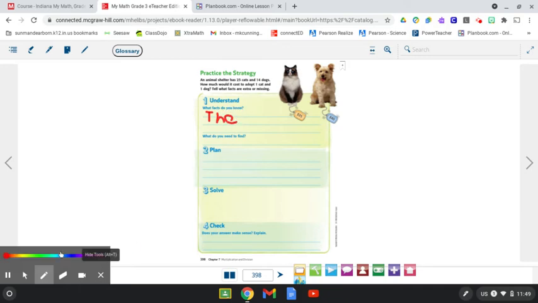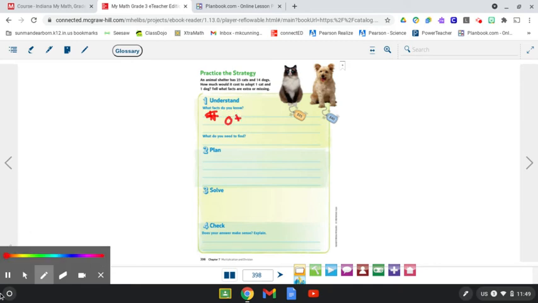Oh, this says what facts do you know? I'm sorry. So we know how many dogs there are and how many cats. So we know how many dogs and how many cats. So I'm just going to do number. It's a number sign or a hashtag. Number of.